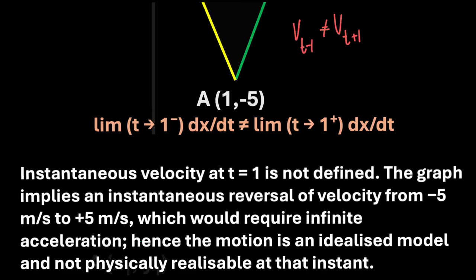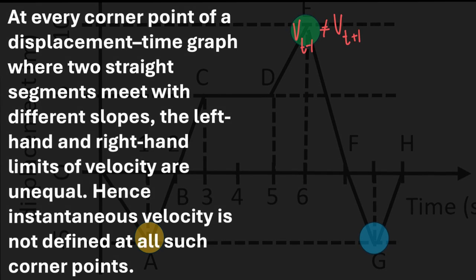So yes, we're just trying to integrate maths as well. Now, to go further, at every corner point of a displacement time graph, where two straight segments meet with different slopes, the left hand and the right hand limits of velocity are unequal. Hence, instantaneous velocity is not defined at all such corner points such as A, E, and G.